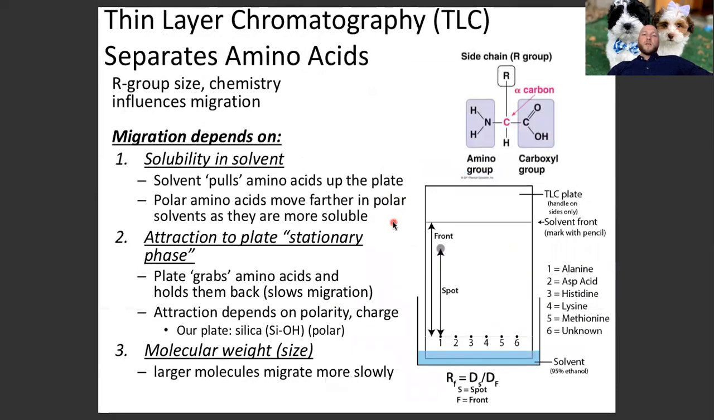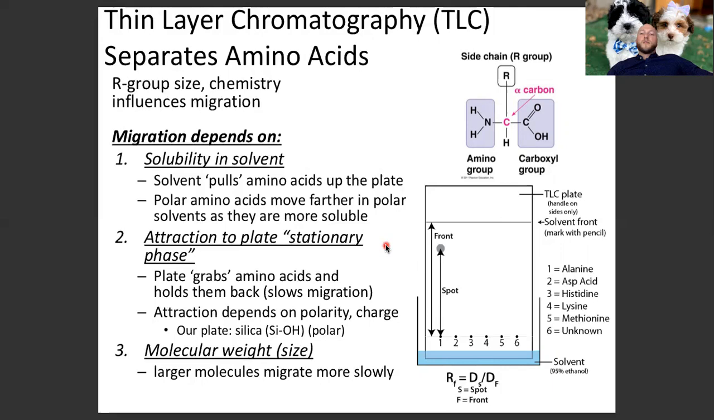Well, thin layer chromatography separates amino acids based on the R group size and chemistry. Size and chemistry. Migration, how far the amino acid travels, depends on the solubility in the solvent. So as the solvent passes over the amino acid sample, some amino acids will be attracted to the solvent, and the solvent is actually going to pull that amino acid along with it. The solvent that we used was 50% water, 50% ethanol.